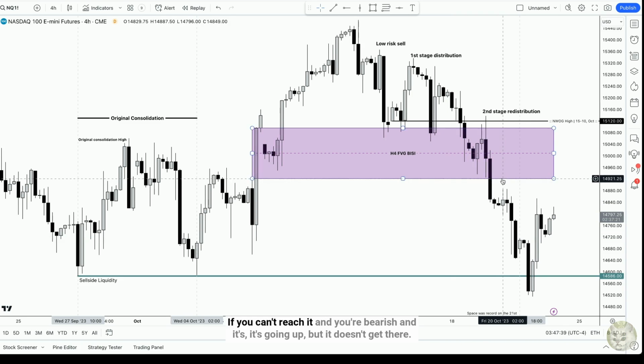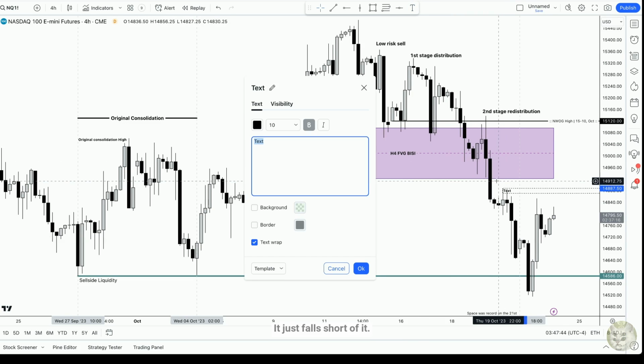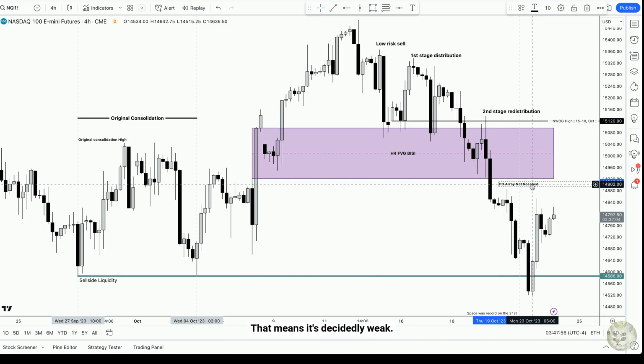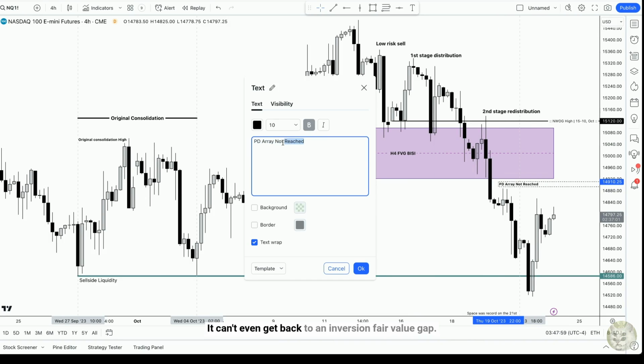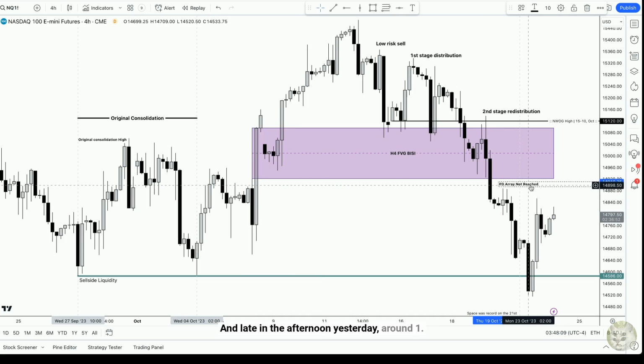If you can't reach it and you're bearish and it's going up, but it doesn't get there, it just falls short of it, and then all of a sudden starts showing you what? Order flow is heavy and wants to go lower. What does that mean? That means it's decidedly weak. It can't even get back to an inversion fair value gap. So if it can't accomplish that, we're really heavy. And late in the afternoon yesterday, around 1:30, I was looking at it rallying. I was like, okay, I know what this is. I'm shorting that.